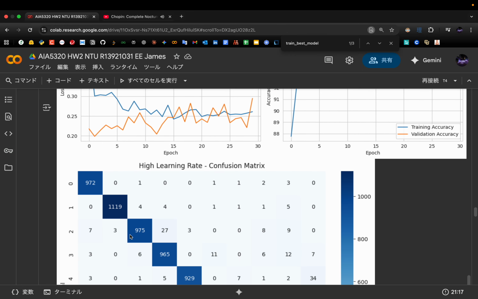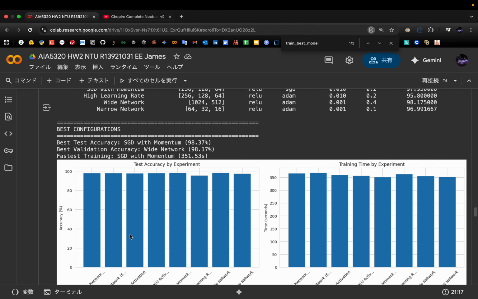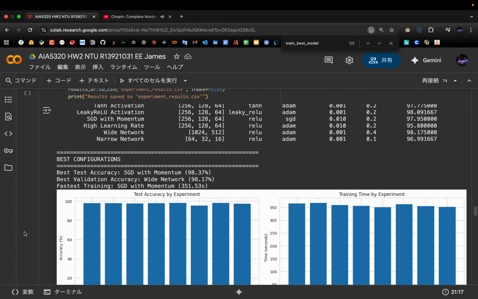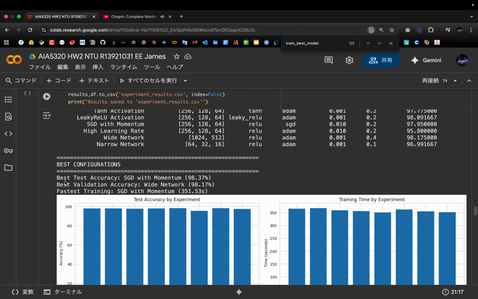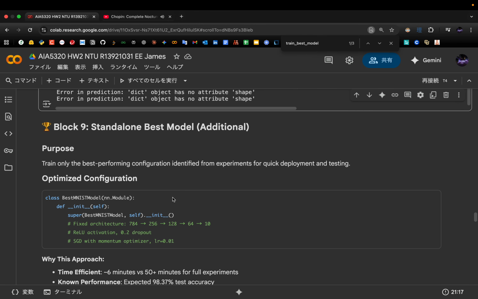Okay. So what's the conclusion here? We can see that the best test accuracy is SGD with momentum, and the best validation accuracy is using wide networks. And the fastest training process is also SGD with momentum.